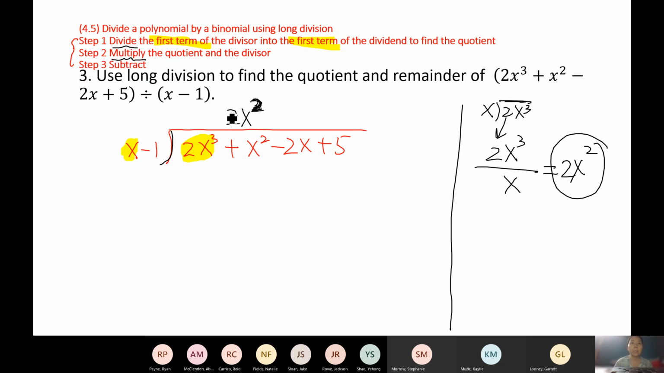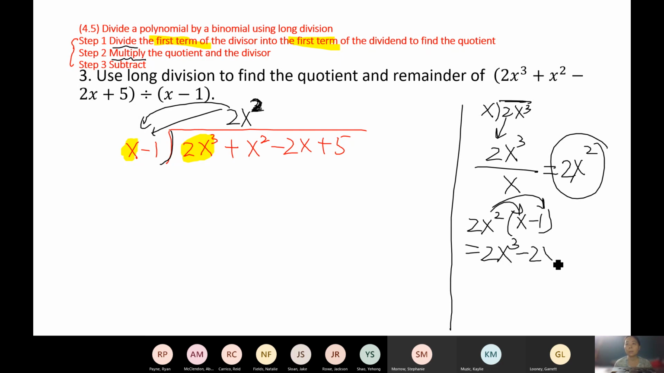We multiply 2x squared with the divisor. You can do it in your mind. If you can't, write it down. So 2x squared times x minus 1. When you do division in the first step, you can ignore the second term. You can just take x divided into that. But when you do multiplication, you cannot ignore the minus. You have to multiply with both of them. So that gives us 2x cubed, distribute, minus 2x squared.